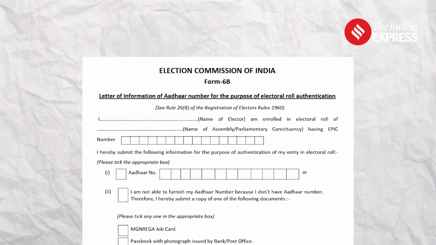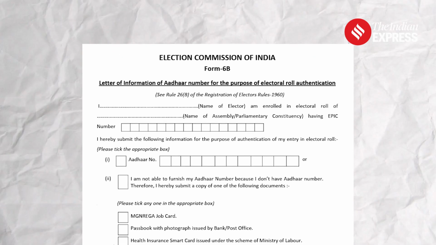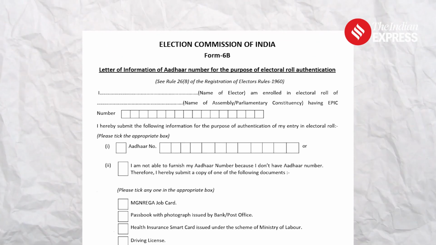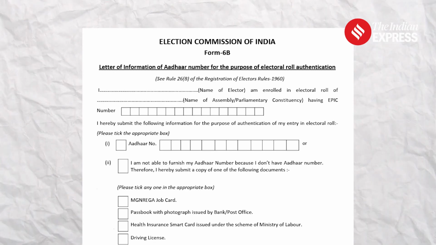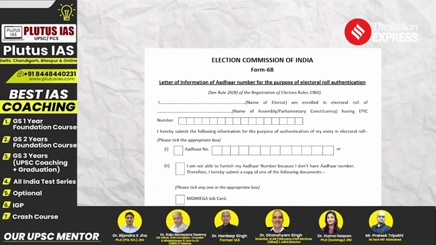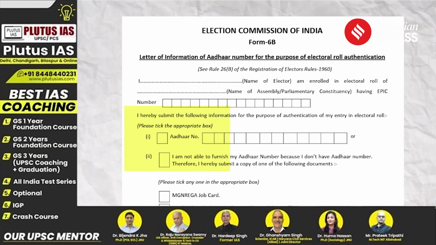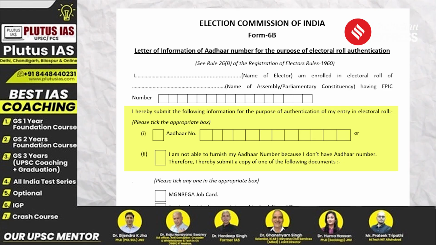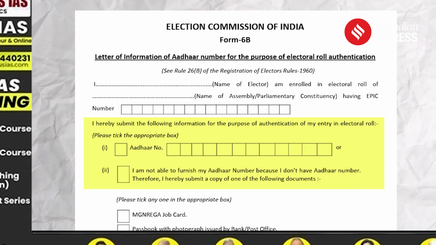Similarly, there is form 6B, which is meant for collecting your Aadhaar details if you are an enrolled voter. Now form 6B and other related forms lacked options for electors to abstain from providing Aadhaar details, and it offered only 2 choices, either to give in your Aadhaar number or declare, as the form says, I'm not able to furnish my Aadhaar because I don't have Aadhaar number. Now the form gives you the option to choose, but according to a recent petition in the Supreme Court, the forms for first-time voters who are registering do not make this clear.